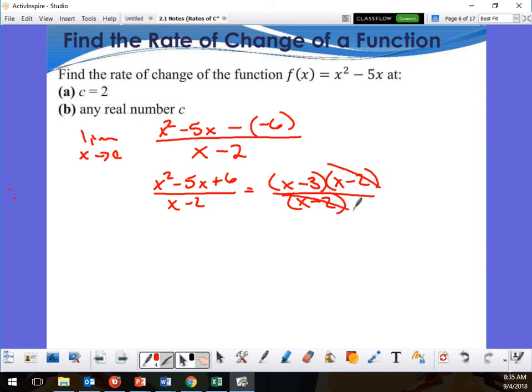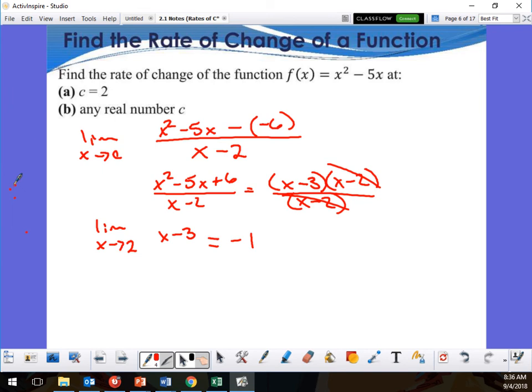So I could do this now. Limit as x approaches my 2 value of x minus 3, which is going to give me, what do we get? Negative 1. Yes? Okay. So that wasn't too bad, right?